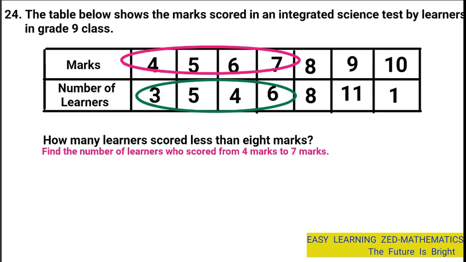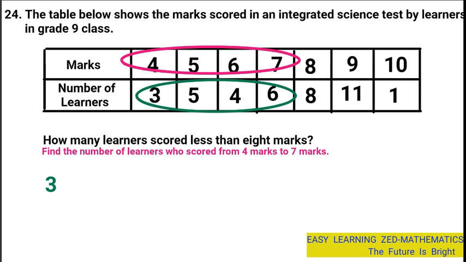Once we've done that, what is now left to do is just to add those numbers. So let's start with 4. How many learners scored 4 marks? We know that it's 3, the 3 down there in green. So we're going to get numbers in green because that is the number of learners who scored a given mark.